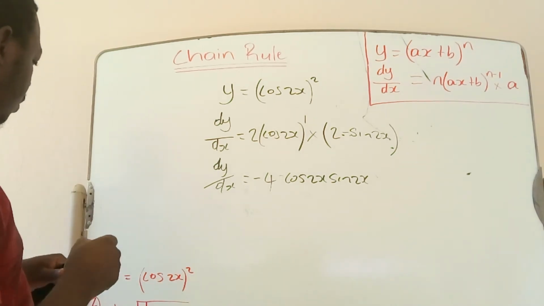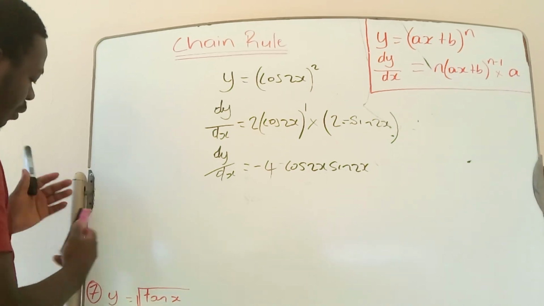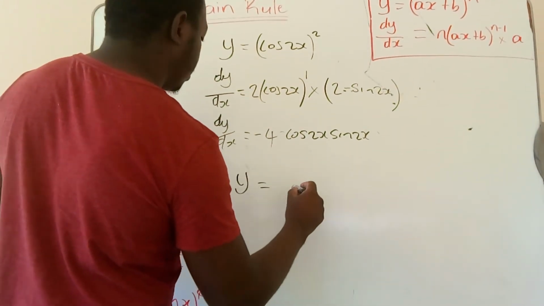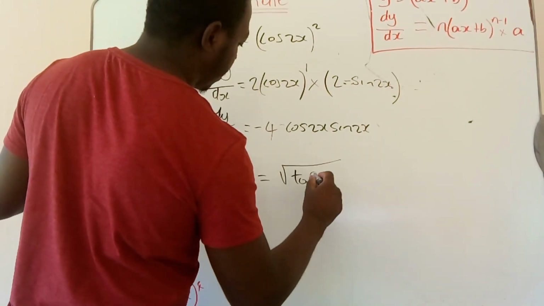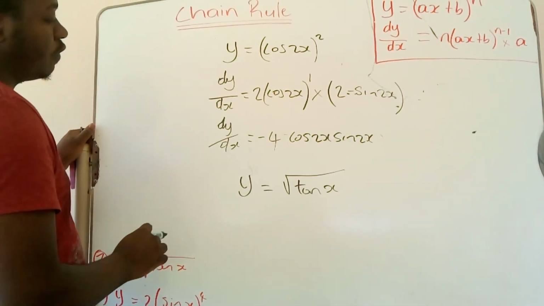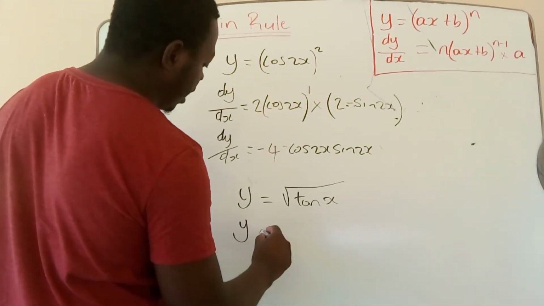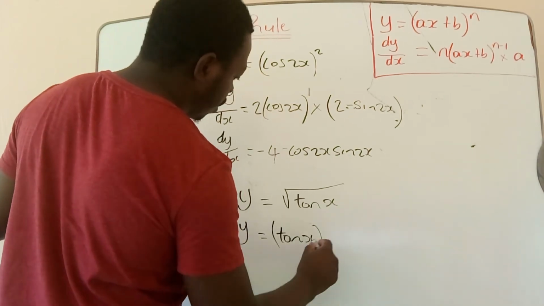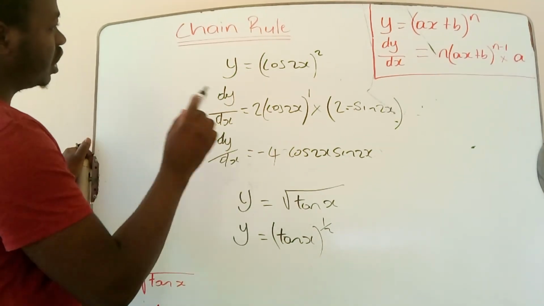Alright? Let's look at the seventh example. So you have a function which says y, right, is equal to the square root of tangent x. And you are asked to differentiate this function using the chain rule. First thing you need to do is to rewrite this function. So this function can be rewritten to be y is equal to tangent x raised to the 1/2 power. Right? Now, use the chain rule normally.